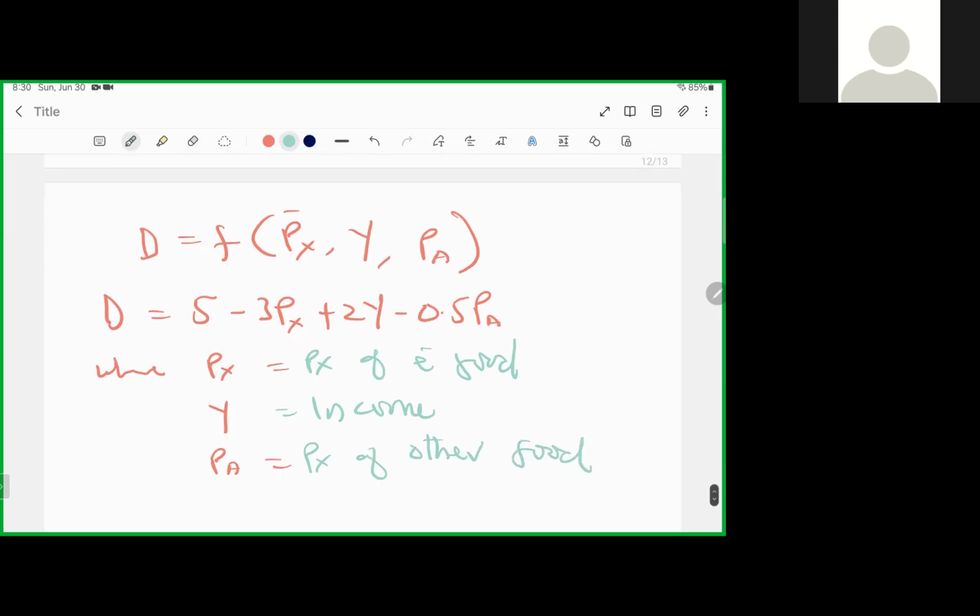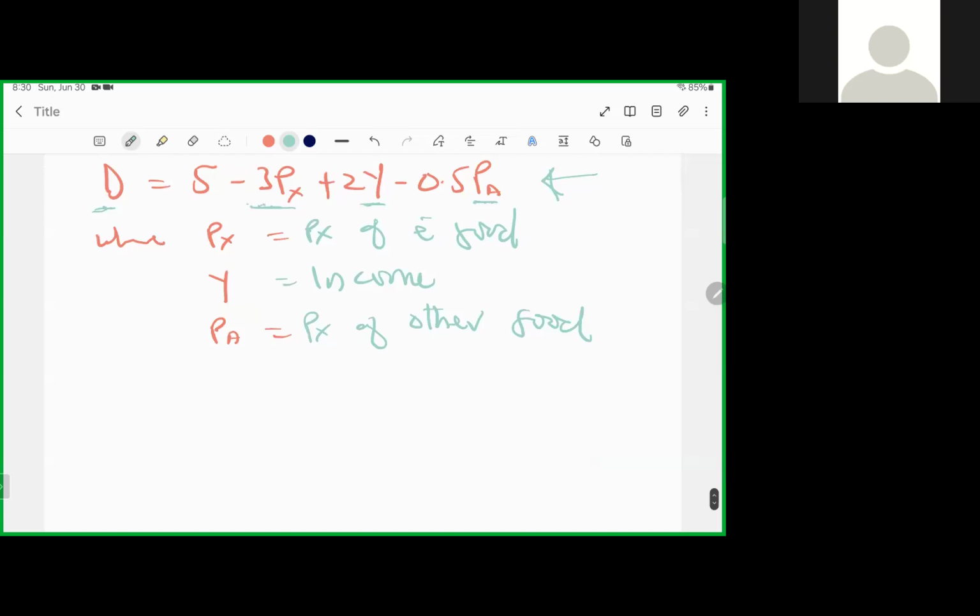In this particular case, this is a demand equation, or demand function, or demand model, which is written in an explicit form, because we can see clearly the various effects of the factors affecting demand: the effect of price on demand, income on demand, and other prices on demand. Here you can see clearly we have a negative relationship between price and demand, a positive relationship between income and demand, and a negative relationship between the price of the other good and demand.